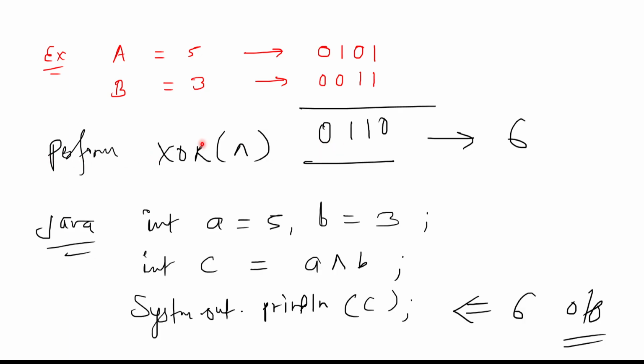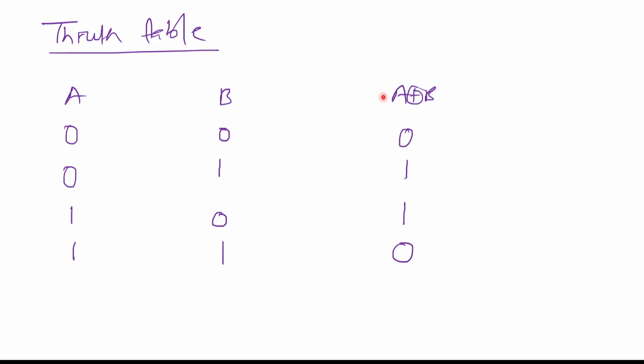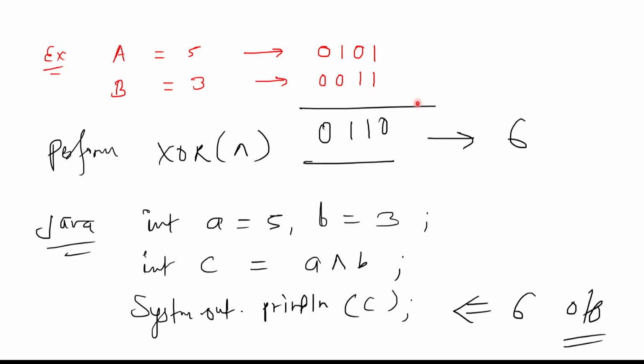So we have performed the XOR operation. Sometimes you also see it represented like this in books, so don't be afraid of this type of thing. This is just an XOR operation. When you perform the XOR operation on these two numbers, you will get 6. That means if you take the XOR of 5 and 3, you will get 6.